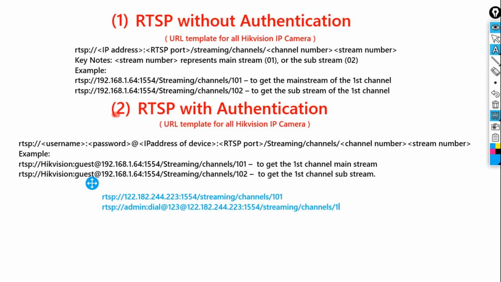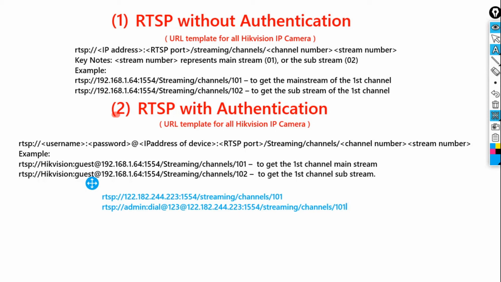1 is the channel number or camera number, 01 is the stream type, that is main stream. If you put 02 here, it is the sub stream. So if I want a good clarity view, then definitely I am going to use the main stream, because the main stream will have a better video quality than the sub stream. Sub stream is nothing but a secondary stream.